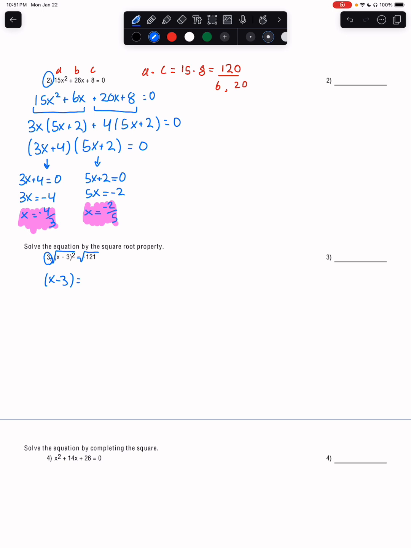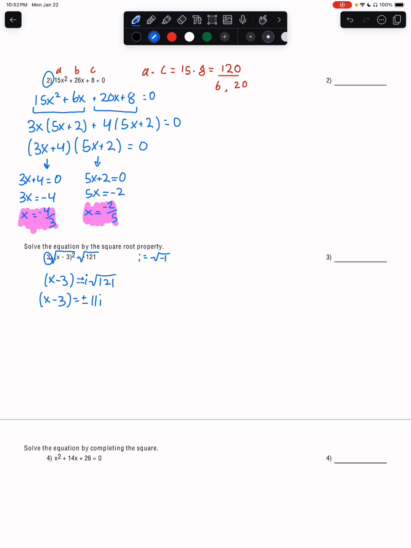But the right-hand side is going to be a little more complicated. Since we have a negative under the radical, we want to remember that the imaginary number i is equal to the square root of negative 1. So we're going to want to take an i out of here and leave us with just a positive 121. And then if we use our calculators, we're going to see that we get an 11. But it's also important, since we took the square root, we need to have that plus or minus sign. So we're going to get x minus 3 equals plus or minus 11i.